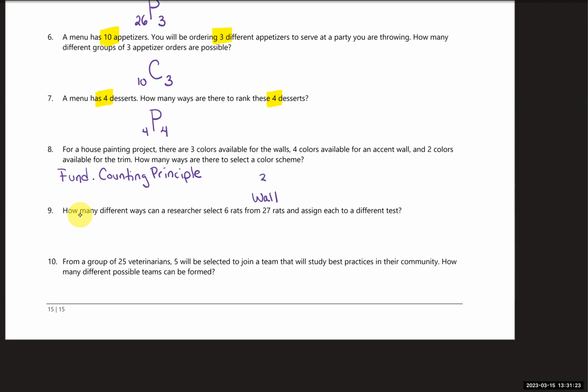So for wall color, we had 3 choices. And then the fundamental counting principle says multiply by the possible choices for your next choice. So we choose our accent color, and they said 4 colors were available. And then we went on to pick our trim color, and they said that we had 2 colors available. So the fundamental counting principle says multiply. So there would be 24 different color schemes we could create with these decisions, these colors that are available. So 24 different color schemes.